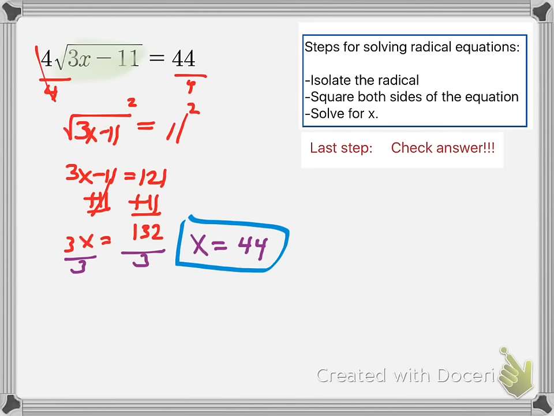Okay, the last thing that you'd want to do is actually plug this back in to make sure that it works. So wherever you see an x in the original part, you'd want to put in a 44. If you type this part straight into the calculator, you would get 44. And since that's what we see right here, we would be correct.